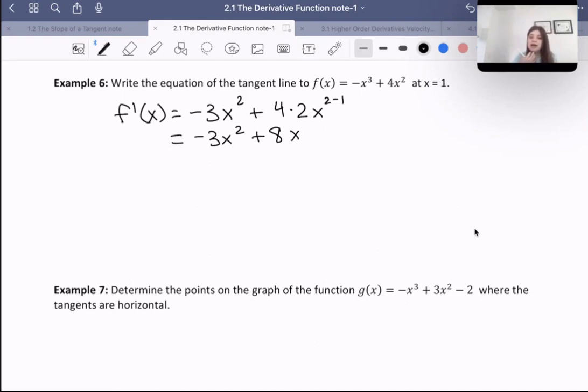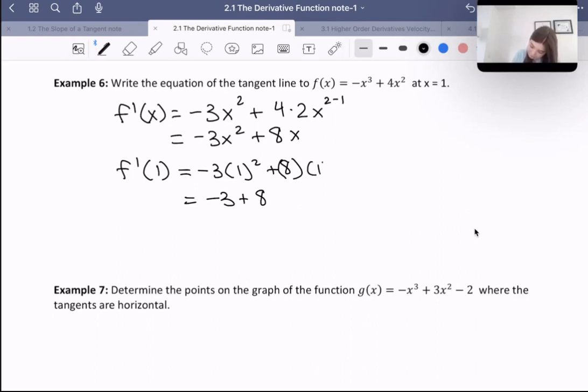And now it asks specifically at x equals 1. So for the next step, I'm just going to plug 1 into my equation. And then we end up with negative 3 plus 8, which is going to be 5. So therefore, the slope of the tangent when x is equal to 1 is 5.